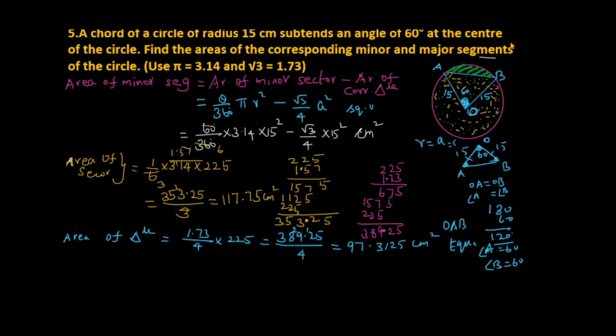Now area of minor segment is equal to area of sector 117.25 minus area of triangle 97.31. Approximately we can take squared. So when we are subtracting this 117.25, then 97.31, we are getting 4.